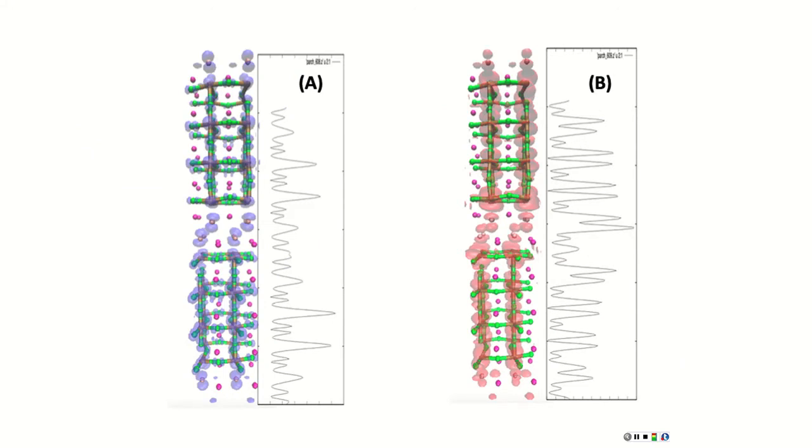And here's the same model for my Ruddlesden-Popper perovskite. This one, there's localization on the halide atoms for the HOMO, where the LUMO, is that not backwards? The LUMO has the localization on the lead, where on the HOMO it's localized on the halides and the cesiums. Not the cesiums, the leads.